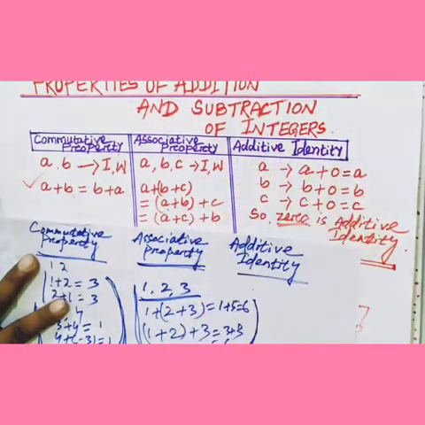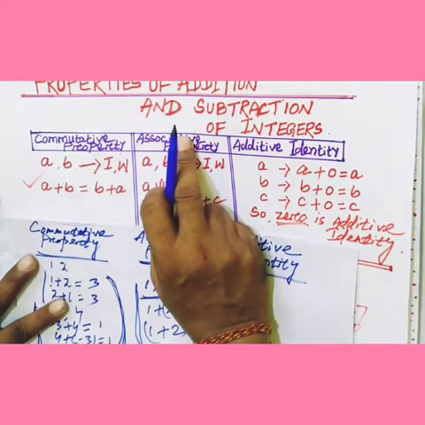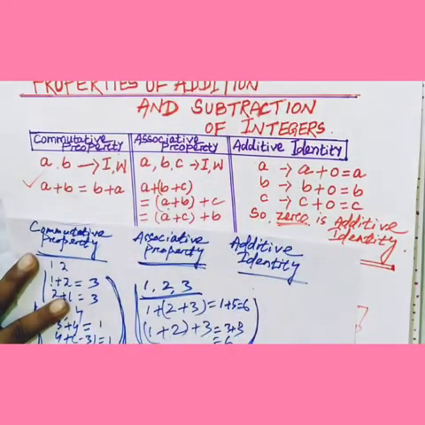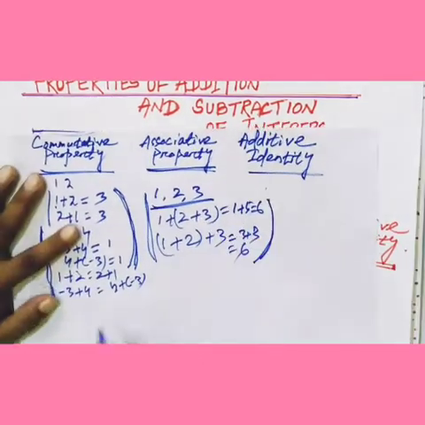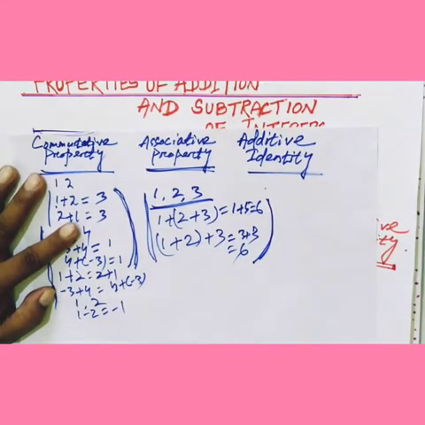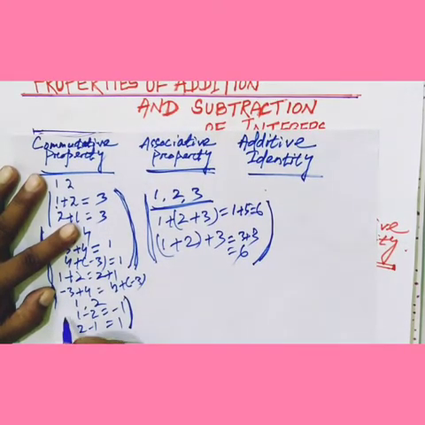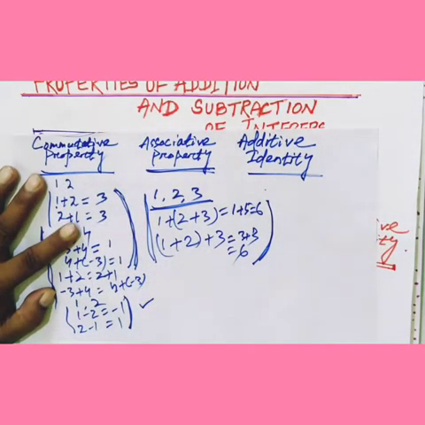But in the case of subtraction, both the commutative property and the associative property do not obey the law. For example, for the commutative property, take 1 and 2. 1 minus 2 equals minus 1, and 2 minus 1 equals 1. In both cases the difference is not equal. So the commutative property does not hold in the case of subtraction.